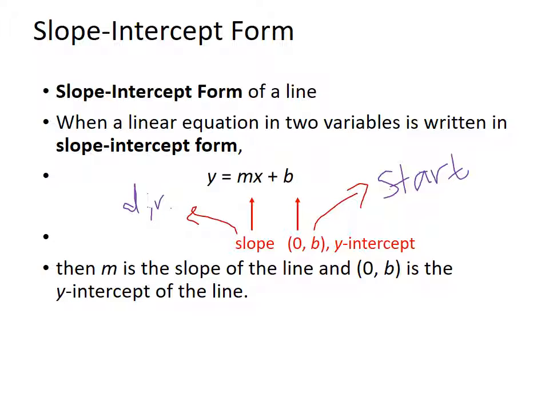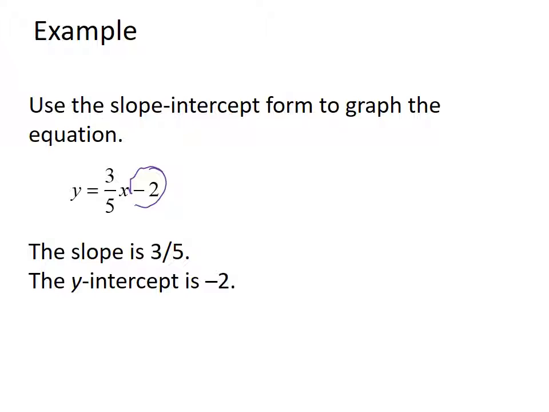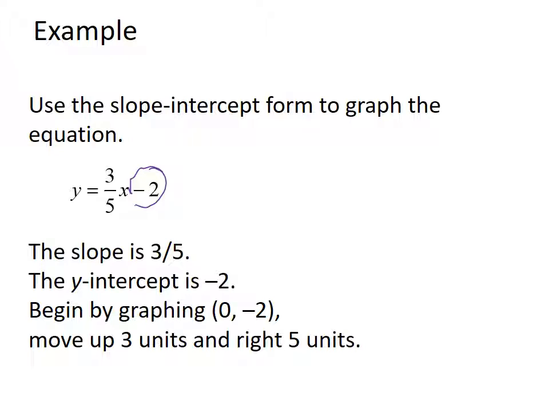Okay, so let's apply that here. So for example, we have this equation, y equals 3/5 x minus 2. So when I graph this, I'm going to start at (0, -2). My slope is 3/5 and my y-intercept is -2. So when I'm graphing this, I'm going to graph (0, -2), and then my rise over run. So my 3/5 tells me what direction I'm going. Because 3 is positive, I'm going to go up 3 units, and I'm going to go right 5 units.